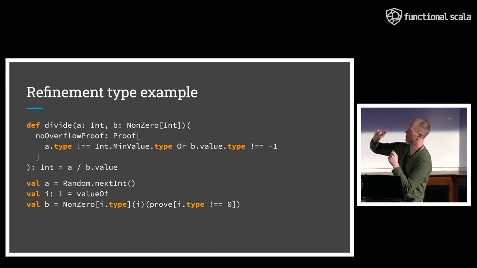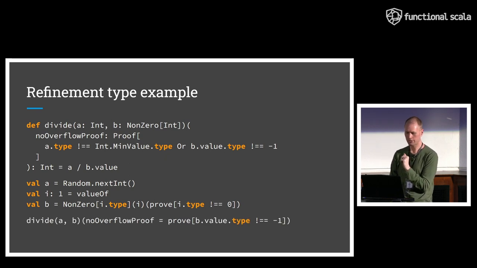So if we have something like this, let's say A is a random int, we're going to define some intermediate type I, so we don't have to keep repeating its value everywhere. Then we can get a B, which is a non-zero, given the I type, which will be 1. And then we can prove that it's not 0. This will compile, because it goes back and sees the singleton type 1 and knows that it's not 0.